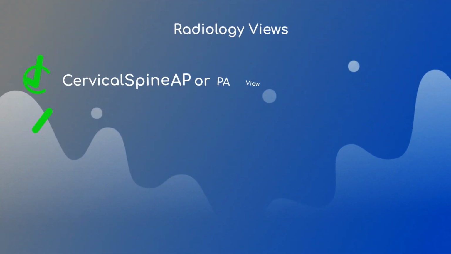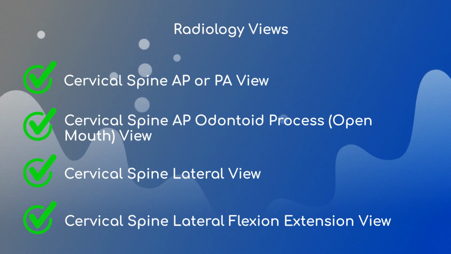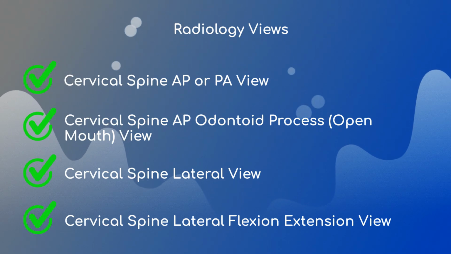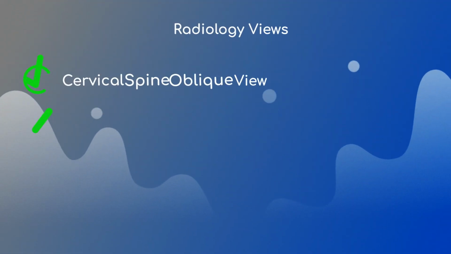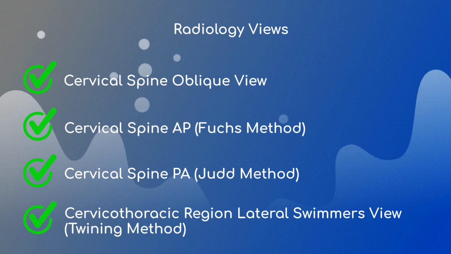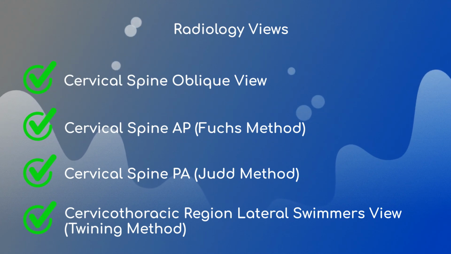Here are the views often included in cervical spine studies. The number and type help determine the correct CPT. AP or PA view of the cervical spine, AP odontoid open mouth view, lateral flexion and extension views, oblique views right and left, swimmer's view for the cervicothoracic junction, AP Fuchs or PA Judd methods to evaluate the odontoid when standard open mouth is inadequate.